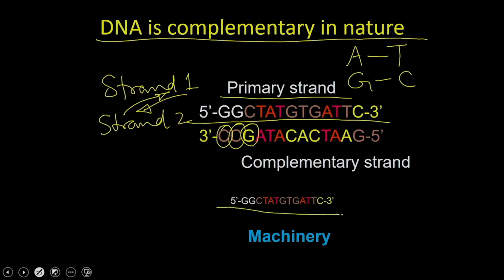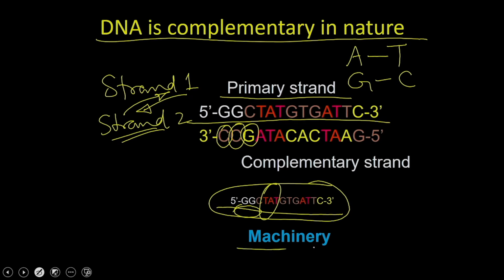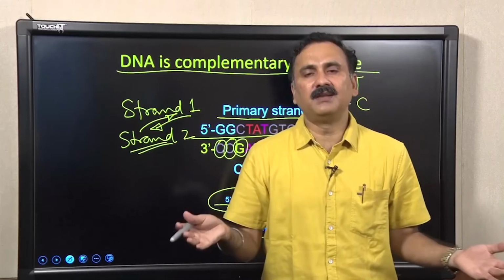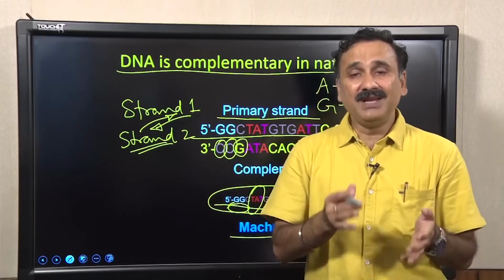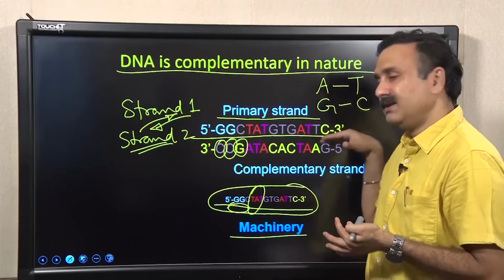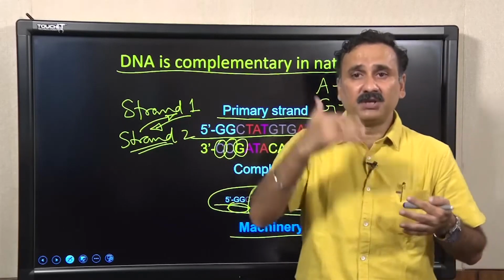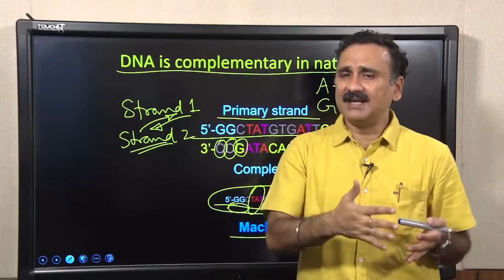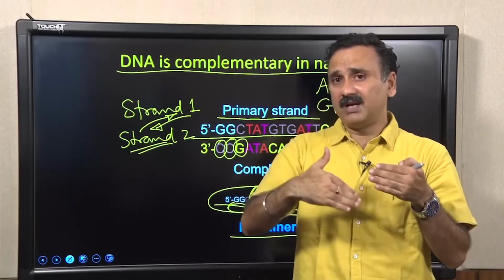For example, if I have this particular sequence and I want to synthesize strand 2, what I can do is simply attach short nucleotide bases and then add the machinery. That machinery is going to synthesize the complementary sequence, which means I am looking for a machinery that can recognize this DNA sequence and understand that the DNA is complementary in nature.